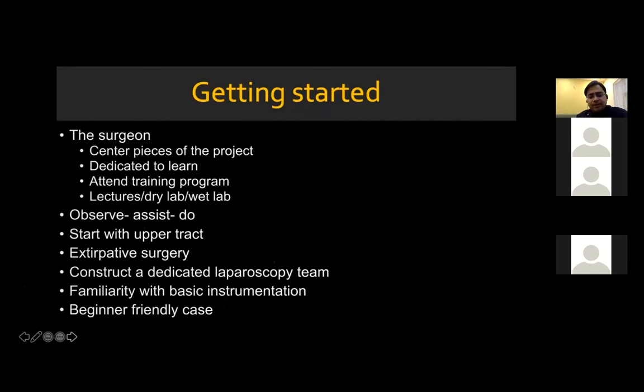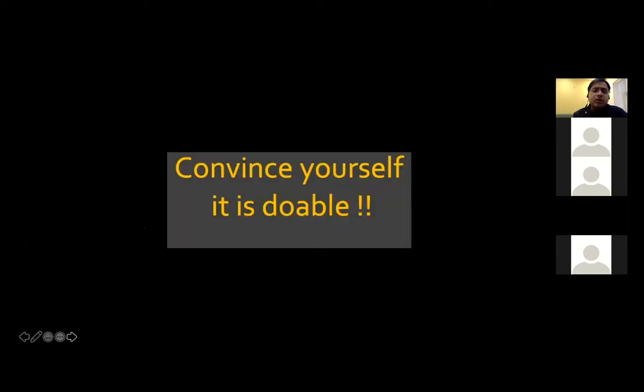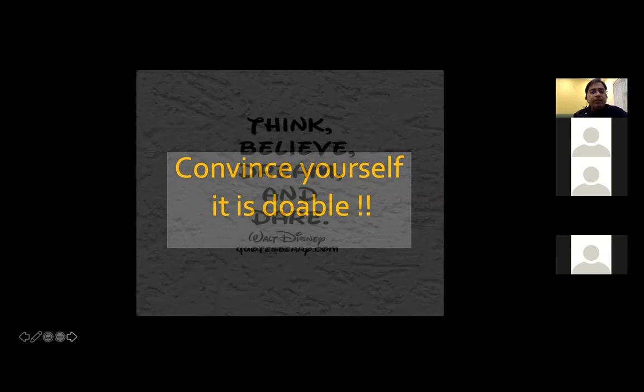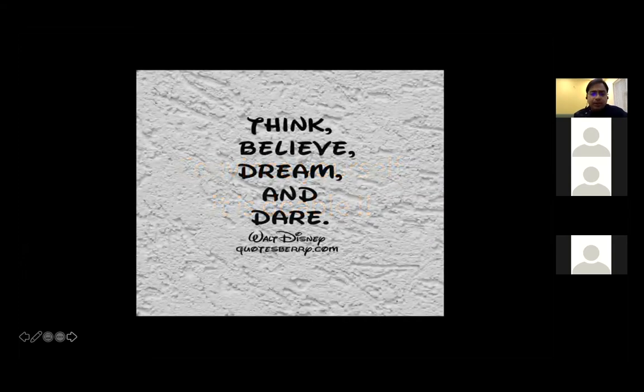So how do you start? You are the surgeon: develop this program, develop a team, observe, assist, do. Start with an upper tract extraperitoneal surgery with a beginner-friendly case, like obstruction leading to a non-functioning kidney due to a PUJ obstruction in a perimenopausal lady. It is very important that you choose a perimenopausal lady because the fat is friendly and the procedure becomes easier. Convince yourself the whole thing is doable. Think, believe, dream and dare, and I'm sure you will be there.